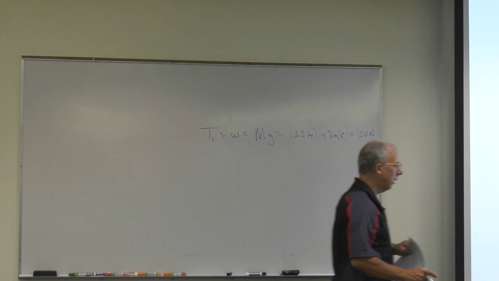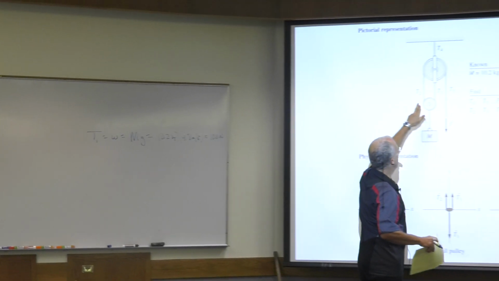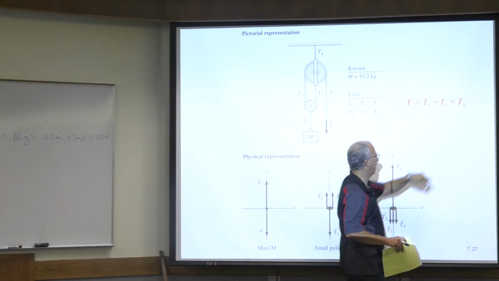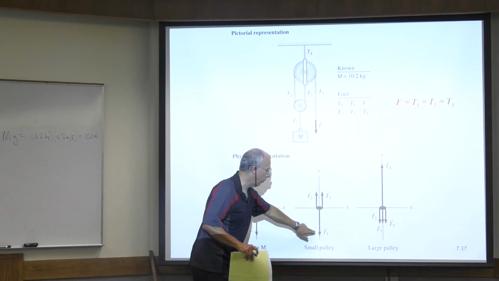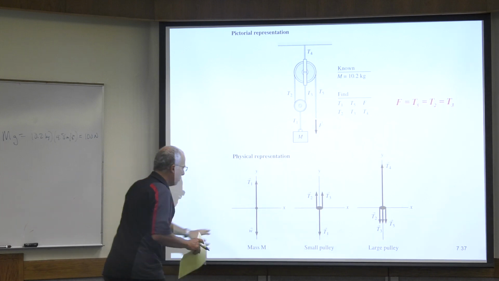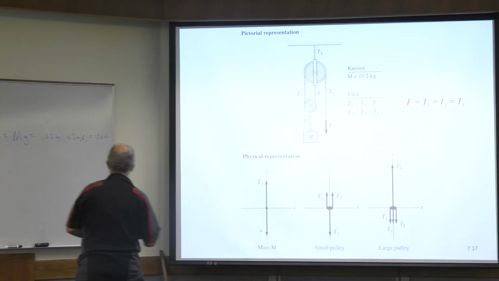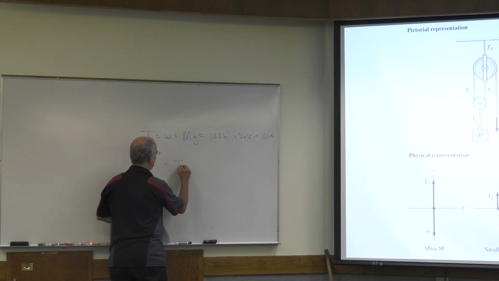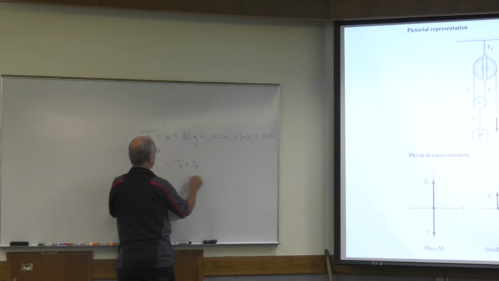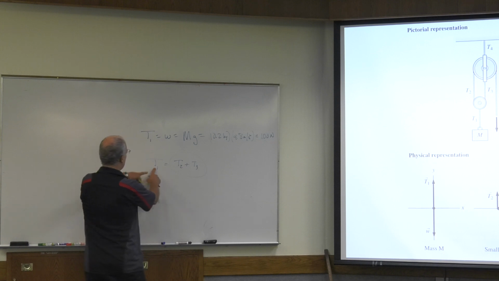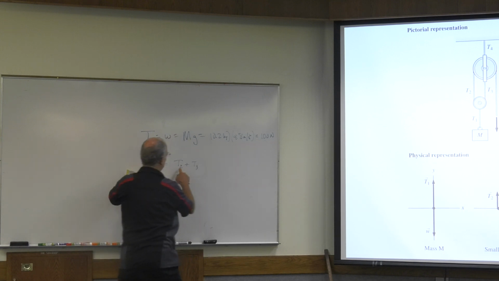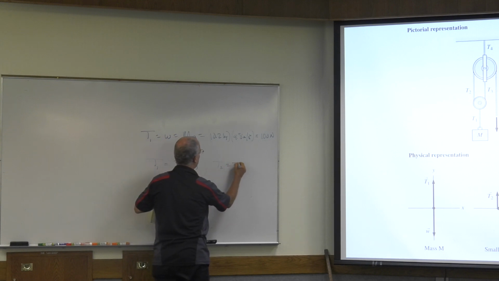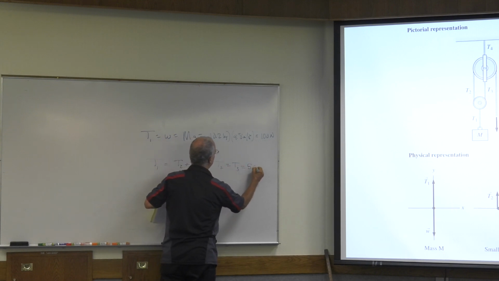Okay, now let's go here. T2 is equal to T3, and that has to equal T1, right? So for this one, we have T1 equals T2 plus T3. These are equal, right? And T1 is 100, so these guys have to be 50, right? So T2 equals T3 equals 50 newtons.